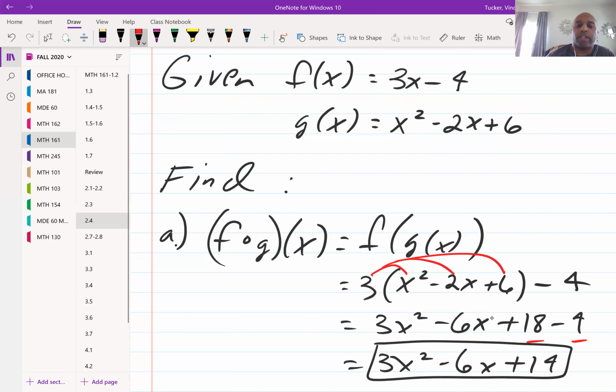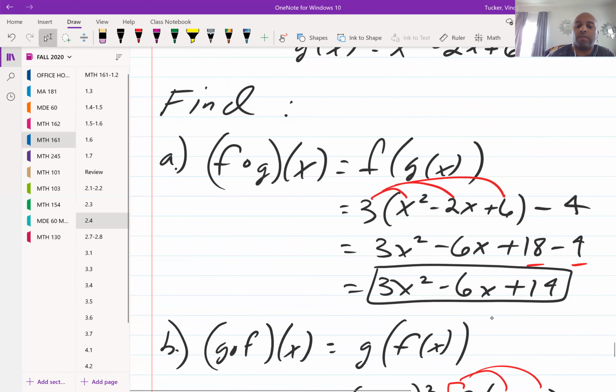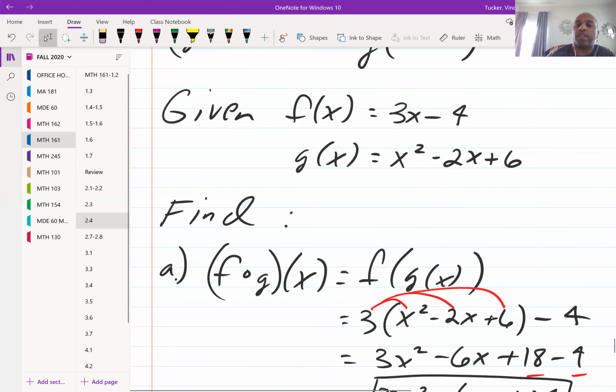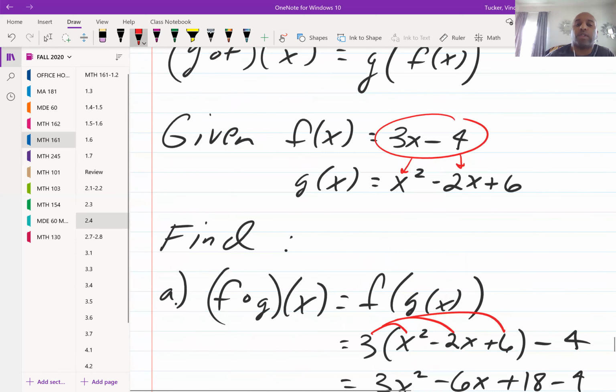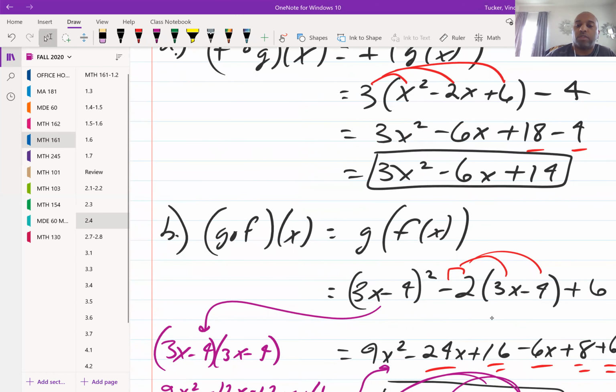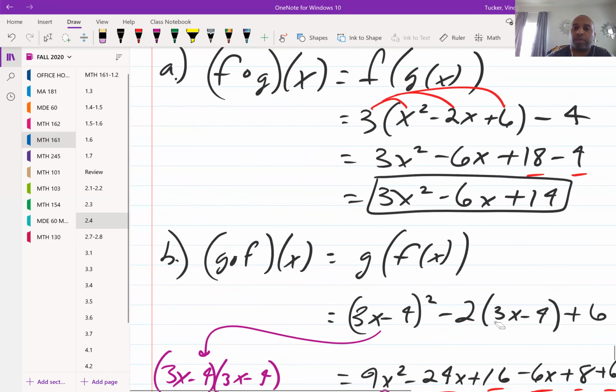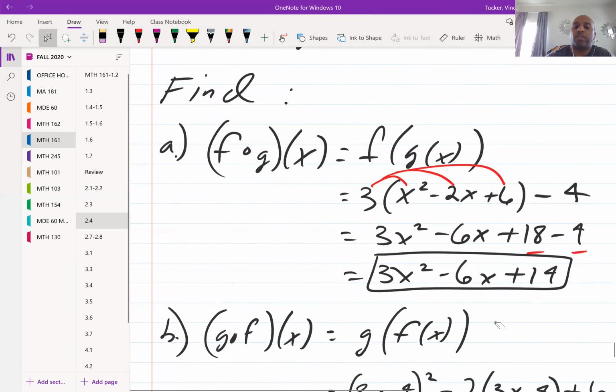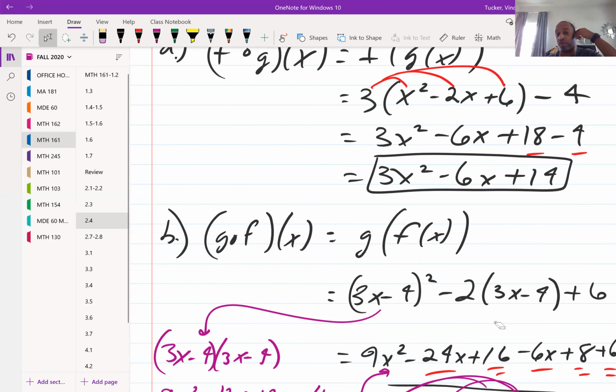All right, so for the next one, it wants to find g of f of x. So that means we're going to take f and plug it in both places of x in our g function. So that's what we did here. We had x squared minus 2x plus 6. That was our g function. So each place that we saw x, we put 3x minus 4. So 3x minus 4 right here, 3x minus 4 right here.